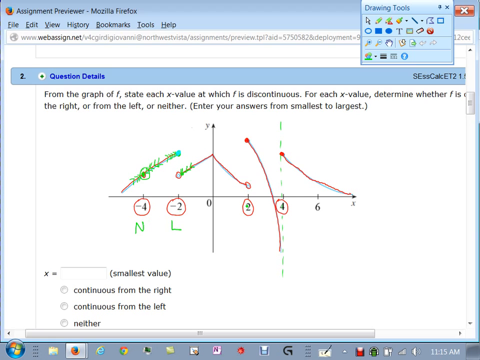And let's move on to 2 over here. As I come in from the left, I'm approaching a value. When I get there, there is a hole, so it is not left continuous. As I come in from the right, I approach a value, and it is defined there. Therefore, it is right continuous. And then at 4, as I come in from the left, I'm going asymptotically down to -infinity.